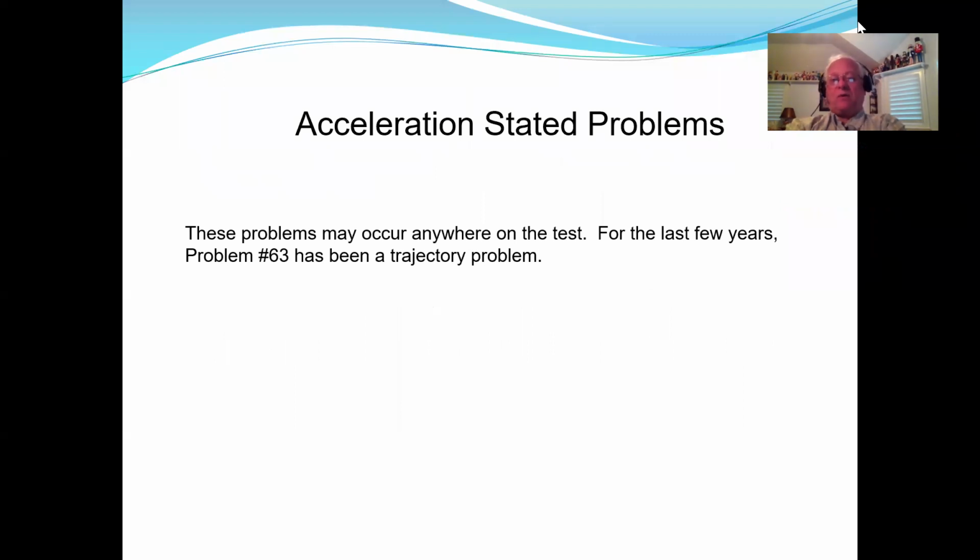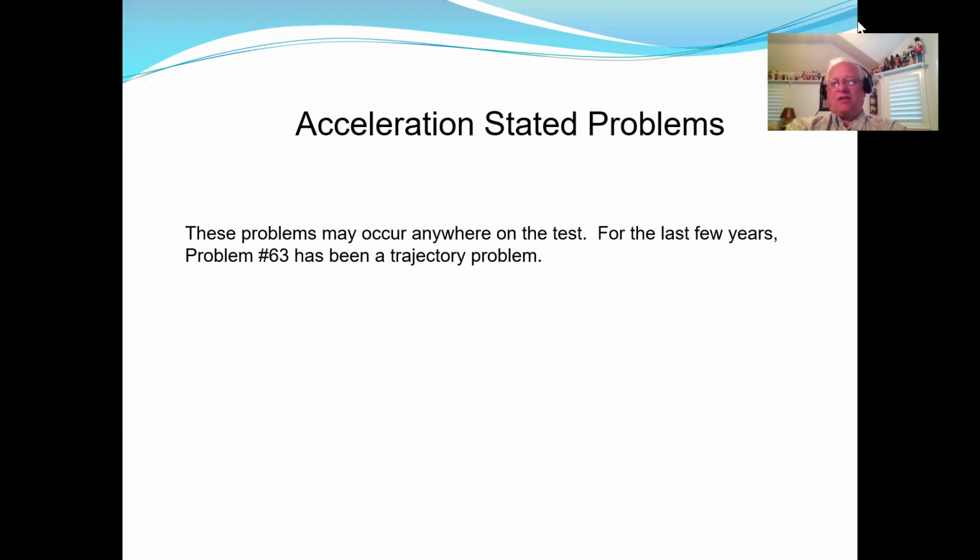These problems can occur anywhere on the contest, although for the last few years, problem number 63 has been a trajectory problem. If you look at the last 2 or 3 years of contests, problem 63 is guaranteed to be a trajectory problem. And my plan for the 2022 contest year is for problem 63 to be a trajectory problem. So you can be guaranteed you'll see at least one of these problems on the test. And as you might guess, these are relatively complicated problems, so they don't appear early in the test.